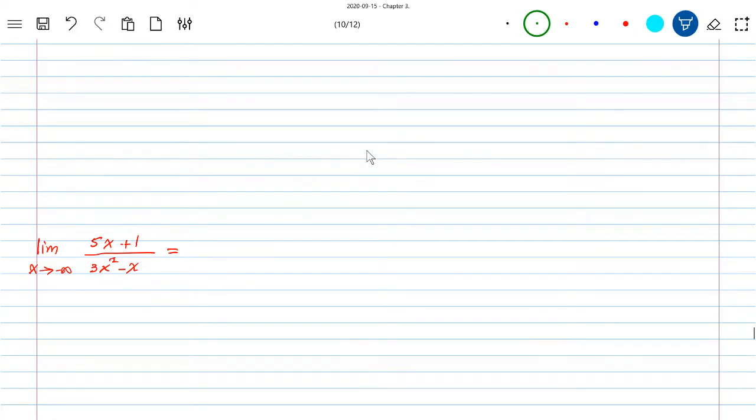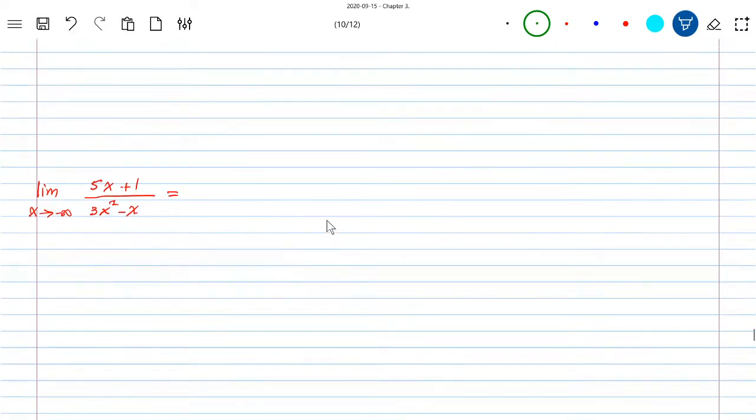The limit of 5x plus 1 over 3x squared minus x, and we want to calculate the limit as x approaches negative infinity. Again, we have only one rule that we need to use: the limit of 1 divided by x to some power equals 0 as x approaches either positive or negative infinity. It doesn't matter which side. This is always true. I'm going to use this over and over.